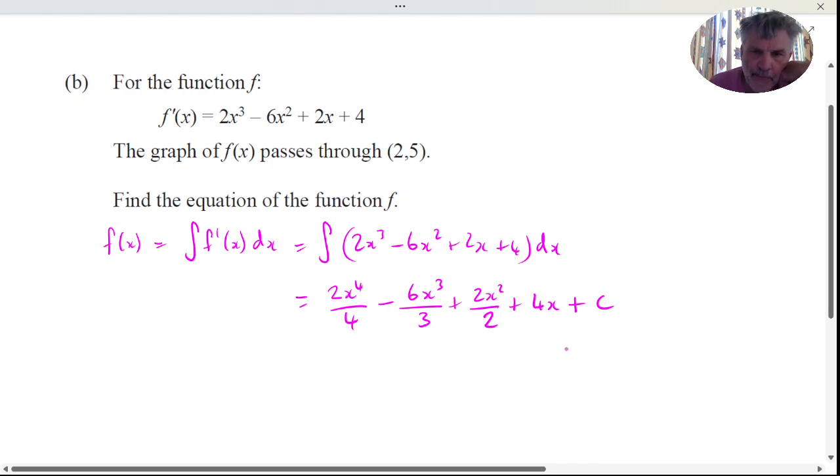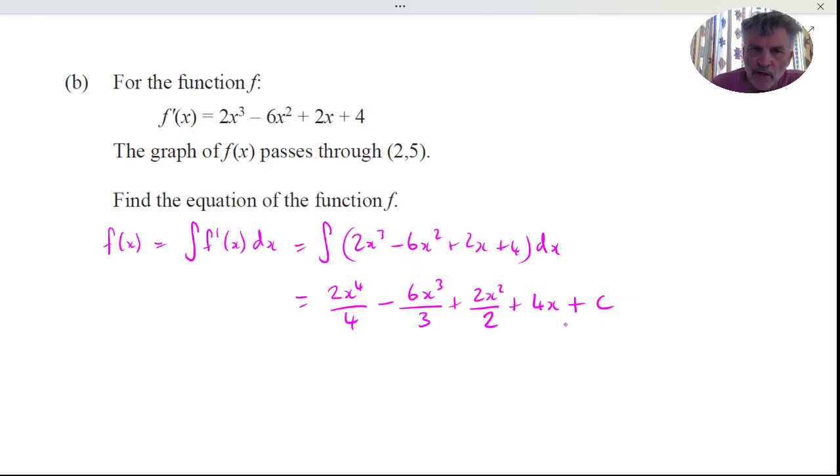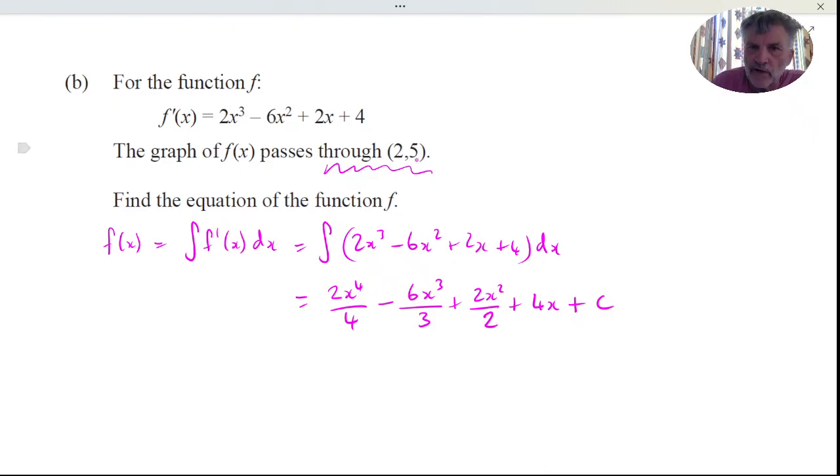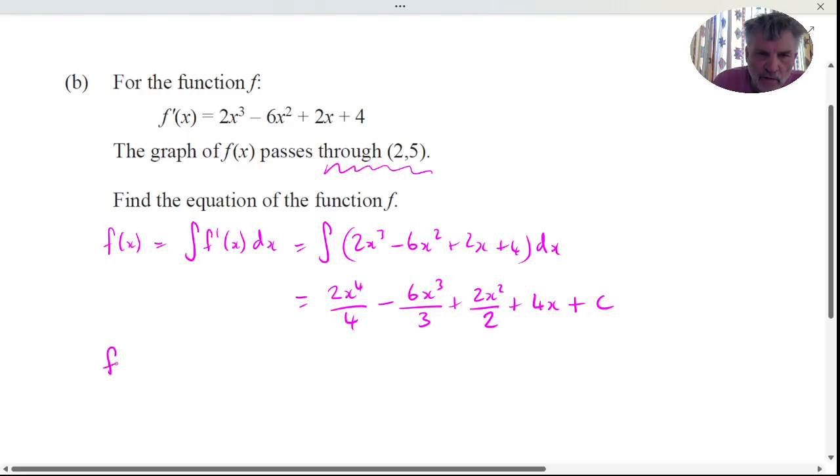an integration. And because there's an arbitrary constant, then if we want to find the exact function, we need to have some more information. So it tells us that the function f of x passes through 2, 5. So now we can evaluate the constant c by looking at the function when x is 2. We can do a bit of cancellation. 2 over 4 is the same as x to the 4 over 2. 6 over 3 is the same as 2. 2 over 2 is cancelled out.